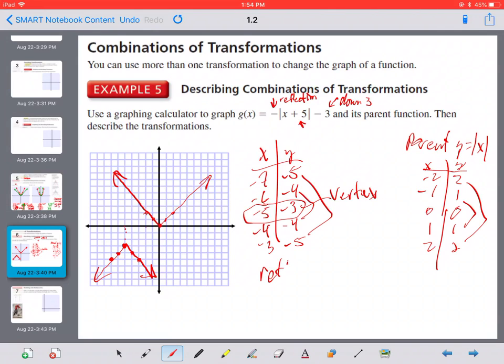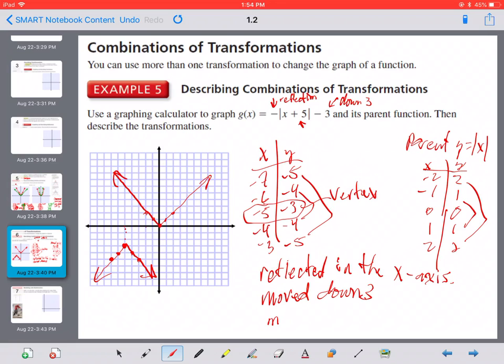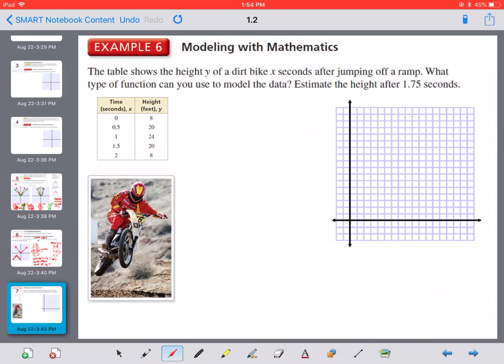Graph both. Now describe the change. Well, it's been reflected in the X. It's been moved down by 3, and it's been moved left by 5. It hasn't been stretched or compressed. It goes up 1 over 1, up 1 over 1, up 1 over 1. It kind of goes up by the same amount, so no compression has happened.